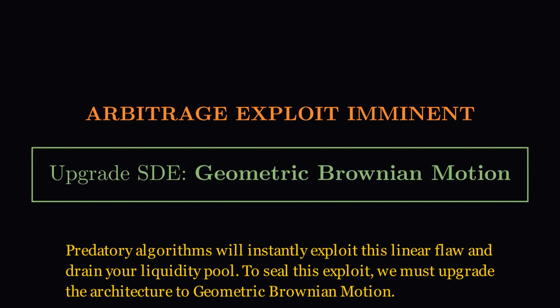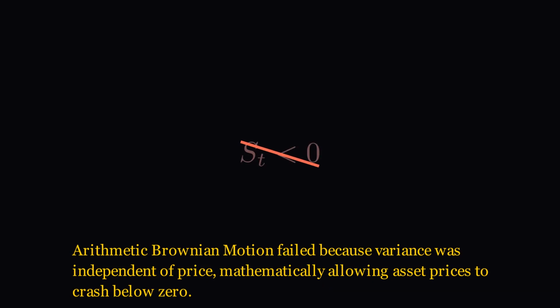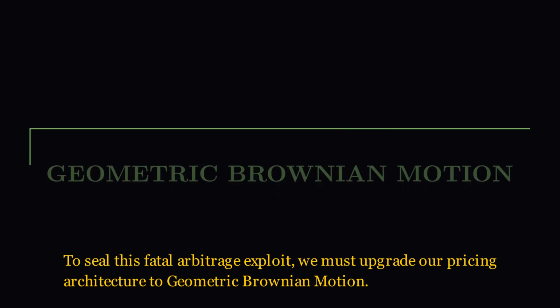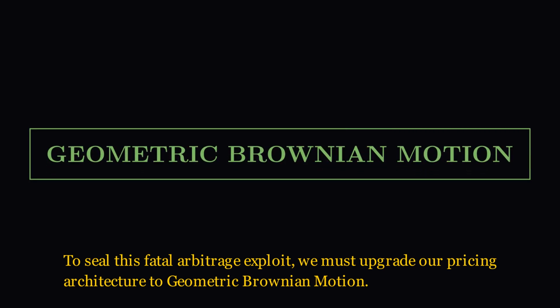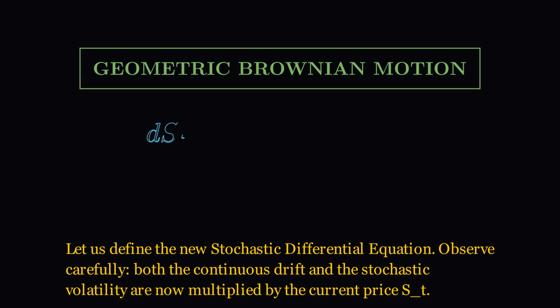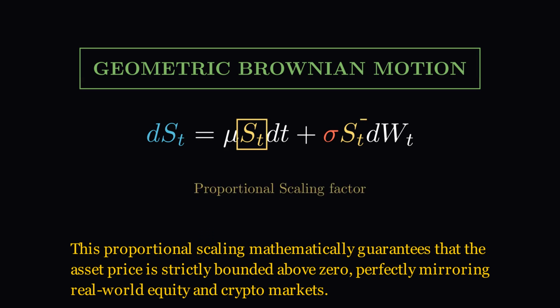To seal this exploit, we must upgrade the architecture to geometric Brownian motion. Arithmetic Brownian motion failed because variance was independent of price, mathematically allowing asset prices to crash below zero. To seal this fatal arbitrage exploit, we must upgrade our pricing architecture to geometric Brownian motion. Let us define the new stochastic differential equation. Observe carefully, both the continuous drift and the stochastic volatility are now multiplied by the current price S_t. This proportional scaling mathematically guarantees that the asset price is strictly bounded above zero, perfectly mirroring real-world equity and crypto markets.